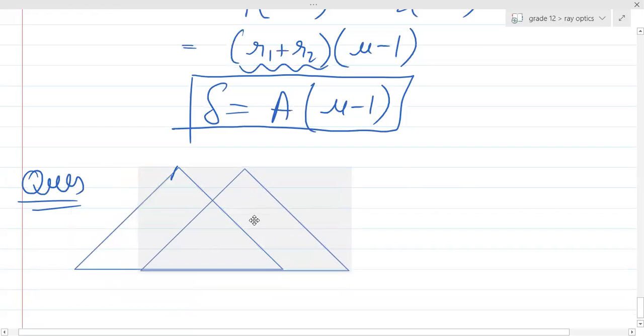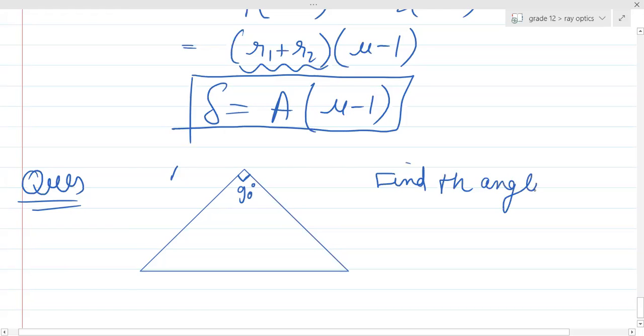Can you see the figure, guys? In this figure, there is a prism given to you, and they have said this is a right-angled prism. What do you mean by right-angled prism? That the angle of prism is basically 90 degree, right? Okay.